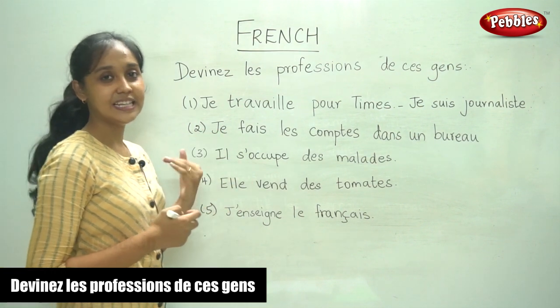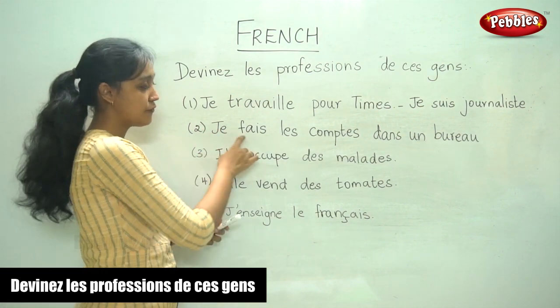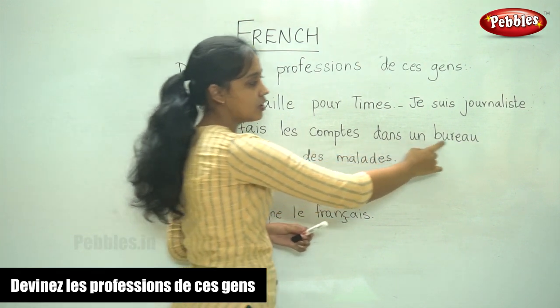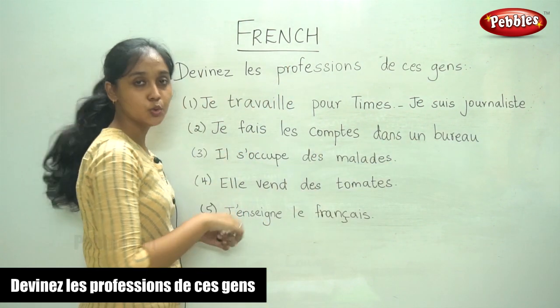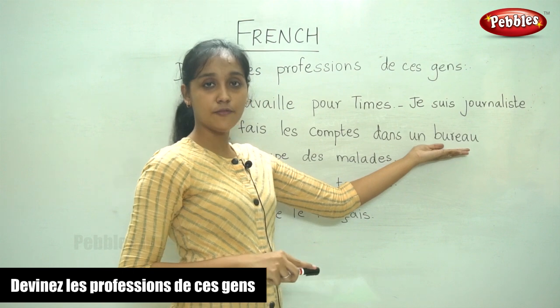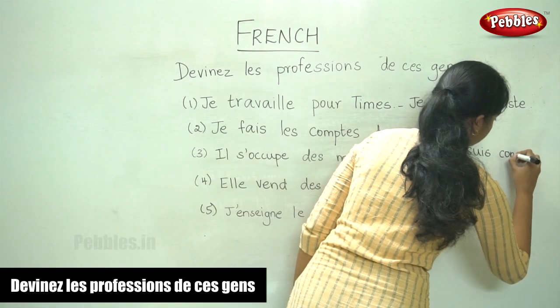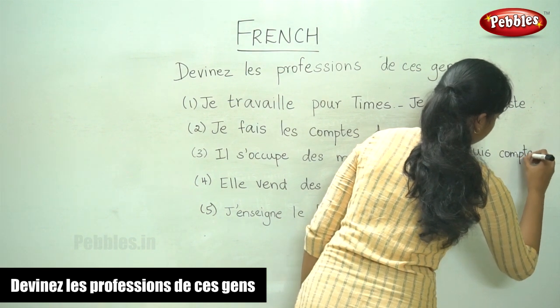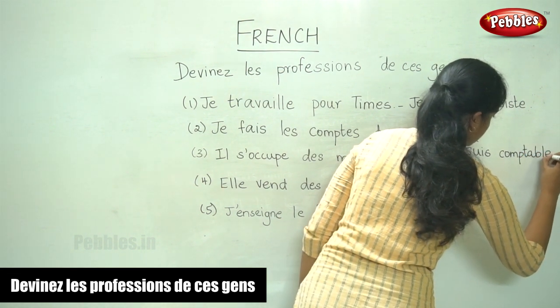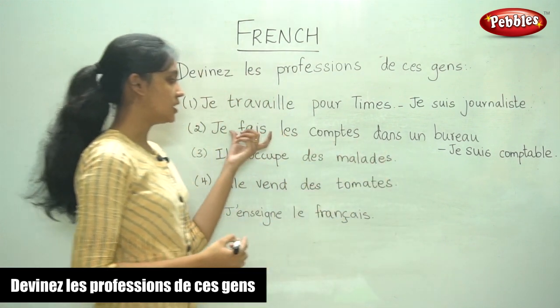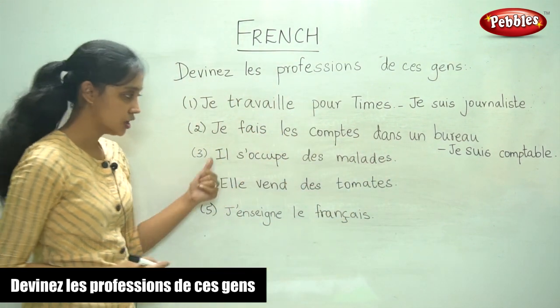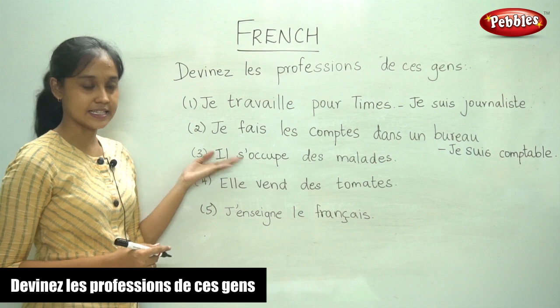Now moving to the next sentence. Je fais les comptes dans un bureau. So I do the accounts in an office. So je suis comptable. So that is how we define this person's job. Moving on to the next sentence.